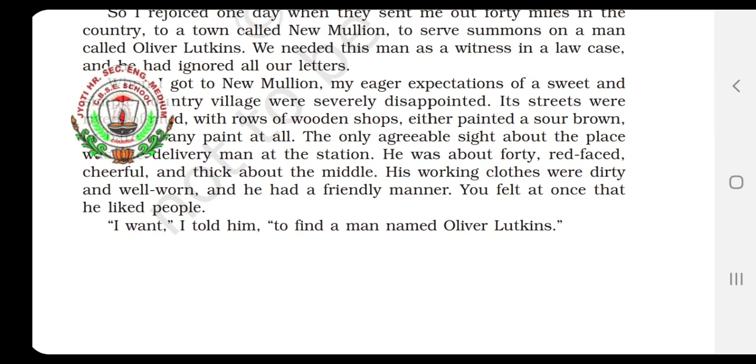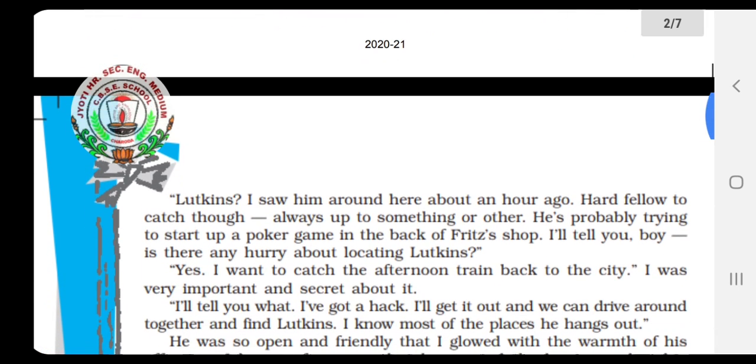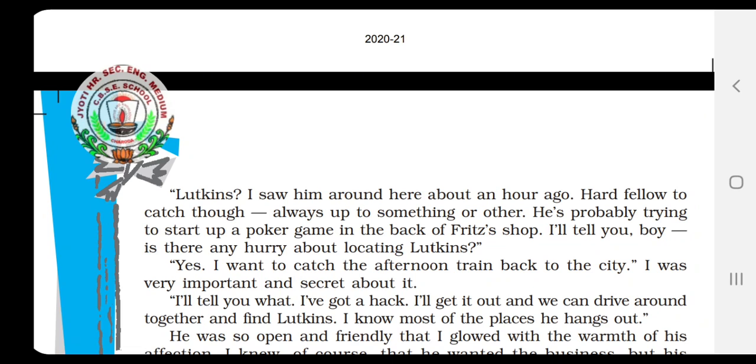I told him to find a man named Oliver Lutkins. So when the narrator met that man, the delivery man, he said, "I want to find one man in this village named Oliver Lutkins." "Lutkins, I saw him around here about an hour ago. Hard fellow to catch though. Always up to something or other. He's probably trying to start up a poker game in the back of Frit's shop. I will tell you, boy, is there any hurry about locating Lutkins?"